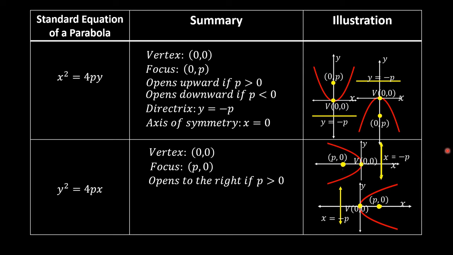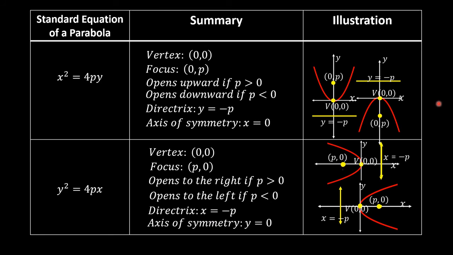It opens to the right if p is greater than 0. It opens to the left if p is less than 0. The equation of the directrix is x is equal to negative p, and the axis of symmetry is y is equal to 0.